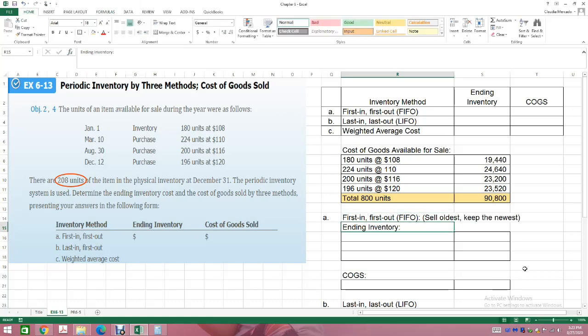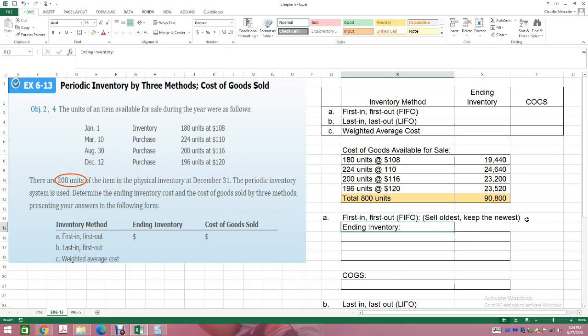So I say, well, what is FIFO? First in, first out. You sell your oldest, you keep the newest. That's what it means. So if I have 208 units left in my inventory, which ones am I going to keep? Well, you're going to keep the newest units. So we're going to start from our newest units because those are the ones we're keeping, and we're trying to calculate my ending inventory. How much are those 208 units worth?